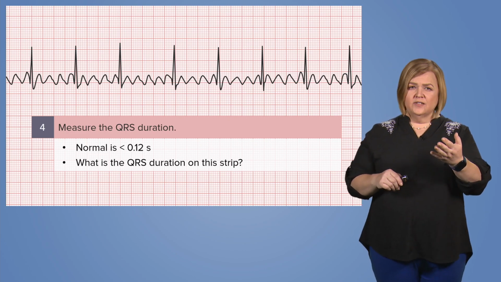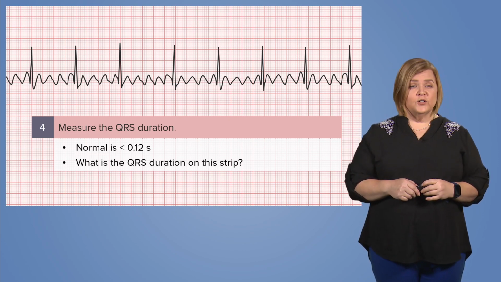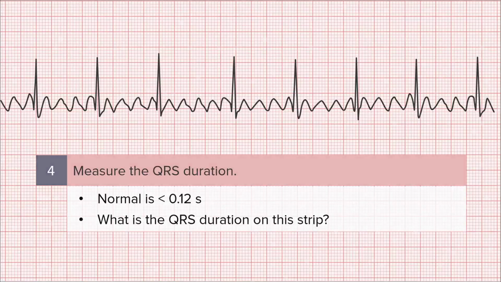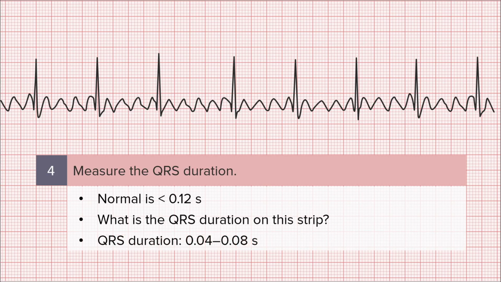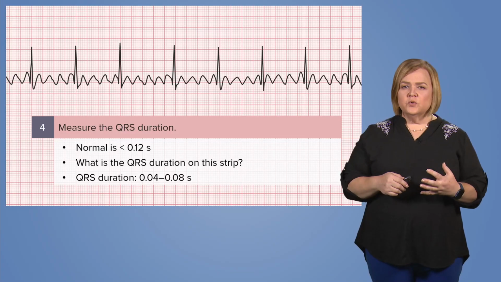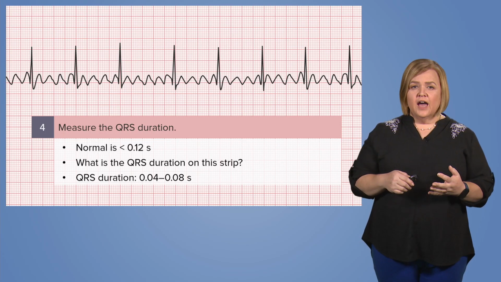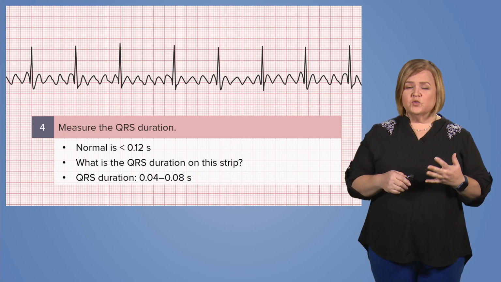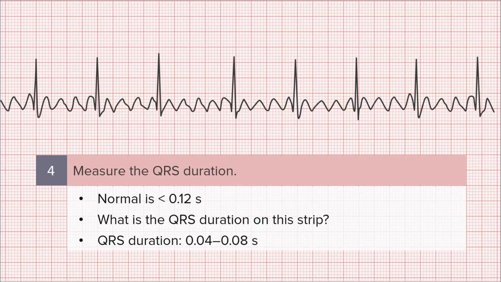Well, you look at the QRS complexes on our atrial flutter strip, they look normal, they appear the same, and when we measure them, they're going to be less than 0.12. So now it's your turn to practice. I want you to measure the QRS duration on this strip and compare your answers with what you see on the screen.